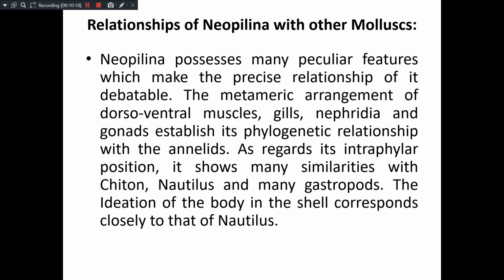Metameric arrangements, dorsoventral muscles, gills, nephridia, and gonads draw the phylogenetic relationship with the annelidans, because you have studied annelidans, where you have seen the metameric arrangement. Even as regards interphylar position, it shows a lot of similarities with chiton, nautilus, and many other gastropods also. Even the structure of the body in the shell corresponds closely to another one, what is known as nautilus.